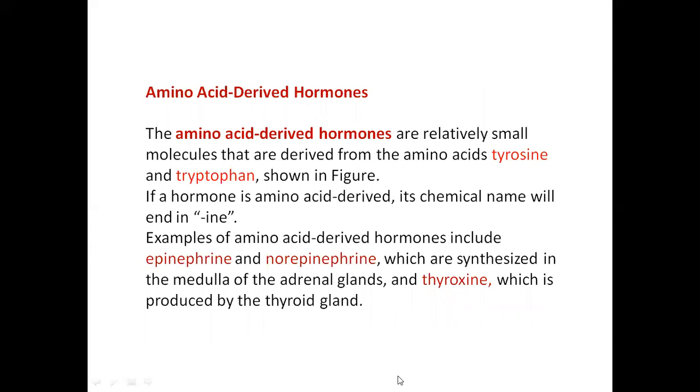Next, we have the next hormone, that is thyroxine, which is produced by the thyroid gland. So, amino acid derived hormones, since they are derived from the amino acids tyrosine and tryptophan, as the name indicates. The examples we have are epinephrine and norepinephrine, which are synthesized in the adrenal glands. Then we have thyroxine, which is produced by the thyroid gland.